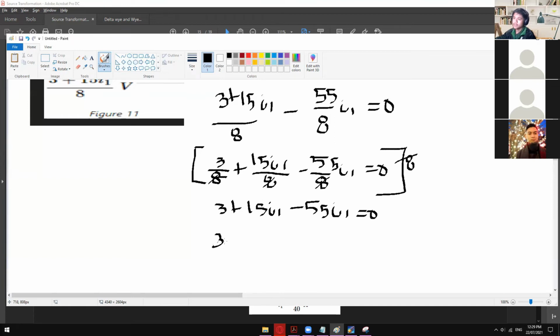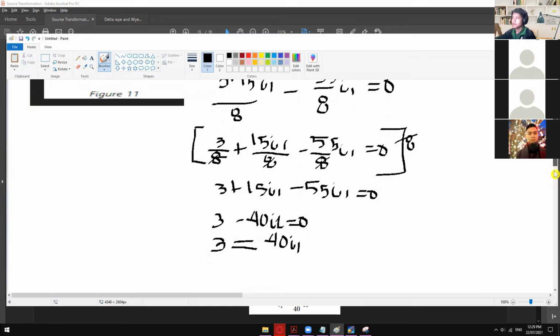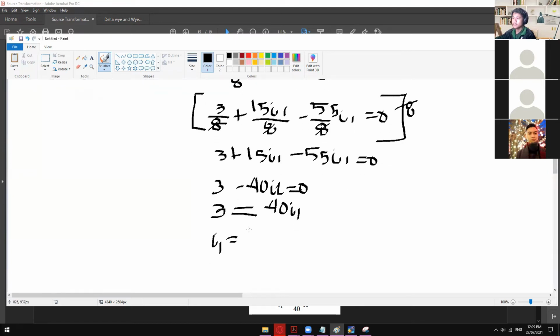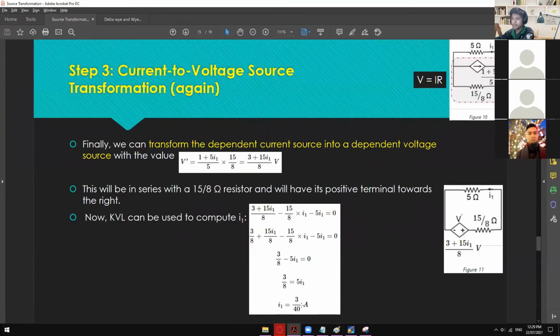So in here we have 3 minus 40 I sub 1 is equal to 0. And then transpose this one to the other side. 3 is equal to 40 I sub 1, and then you can now find I sub 1. I sub 1 is equal to 3 divided by 40. So there you go. We have the same result, which is 3 divided by 40 amps. Okay, so that is now the current that is flowing on this I sub 1 right here.